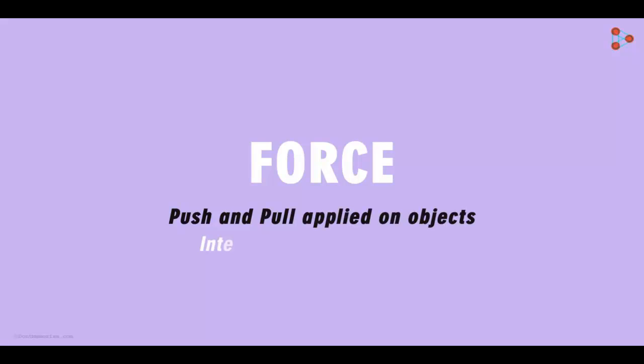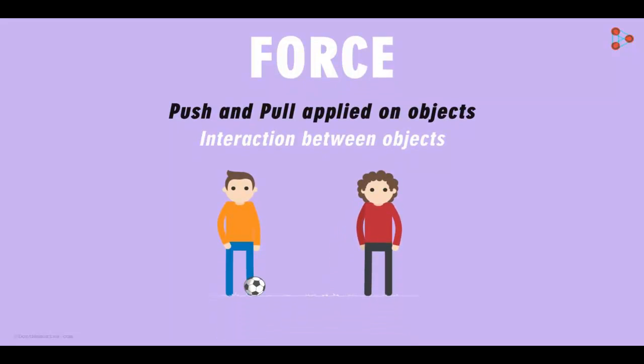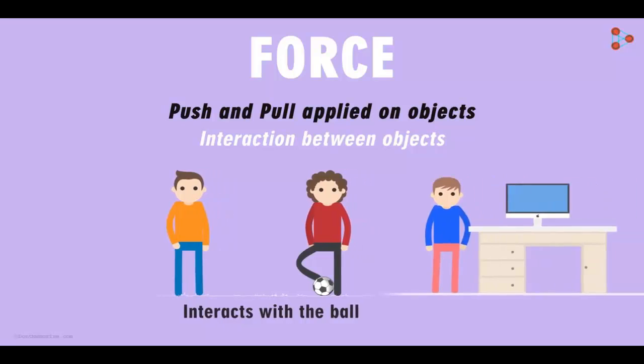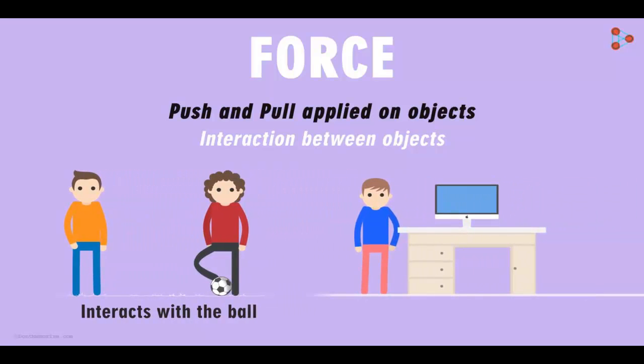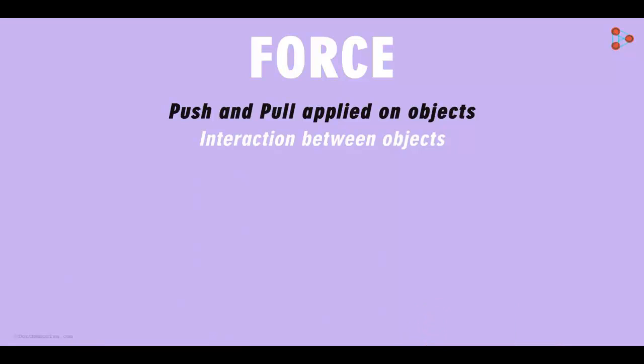Forces are due to interaction between the bodies or objects. What does it mean? Let's go back to our first example of this video. Here, in order to pass the ball to his teammate, the player must move it. That is, he must interact with the ball to move it in the direction of his teammate. He interacts with the ball by kicking it. The ball and the player interact with each other. In the second example, in order to move the desk from point A to point B, he must interact with the desk. We will study more on these interactions in the future videos.